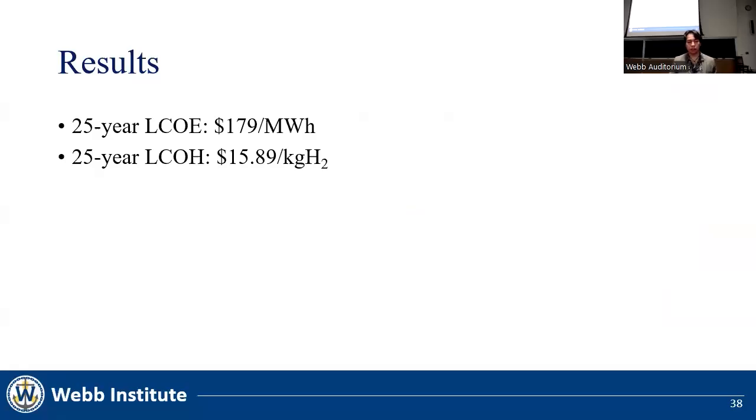So the resulting LCOE from these calculations was $179 per megawatt hour of electricity, and $15.89 per kilogram of hydrogen. These numbers were compared to those of other renewable energy sources for the LCOE, and for the LCOH, it was compared to other methods of hydrogen production.